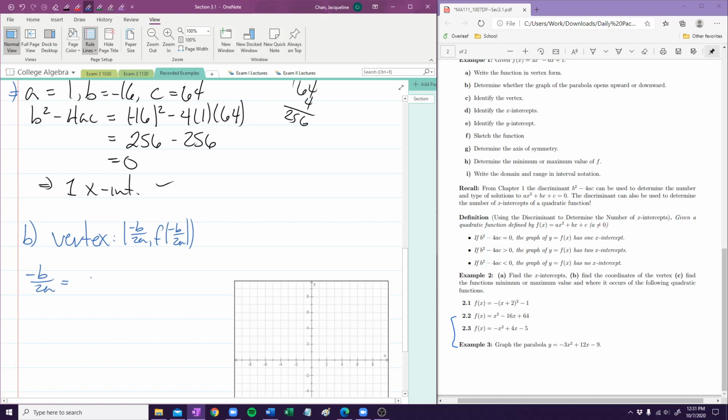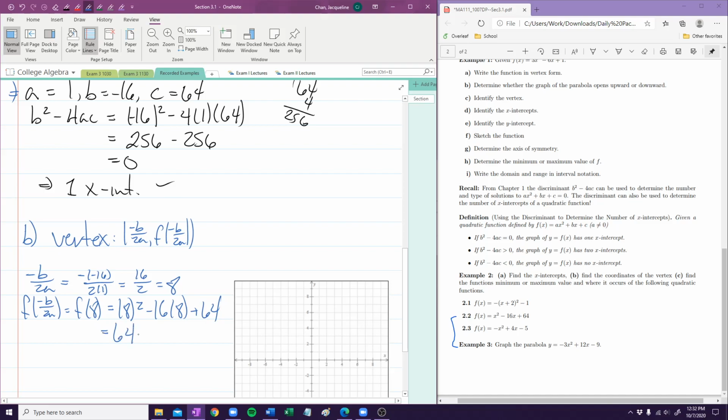Then I get negative 16 over 2 times 1. Then I get 16 over 2, and I get 8. Right? And now to find f of negative b over 2a, this is going to be f of 8. F of 8 will be 8 squared minus 16 times 8 plus 64.